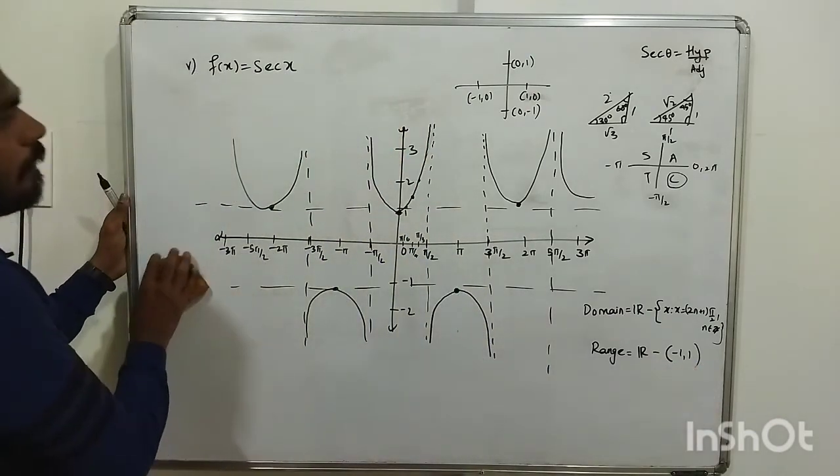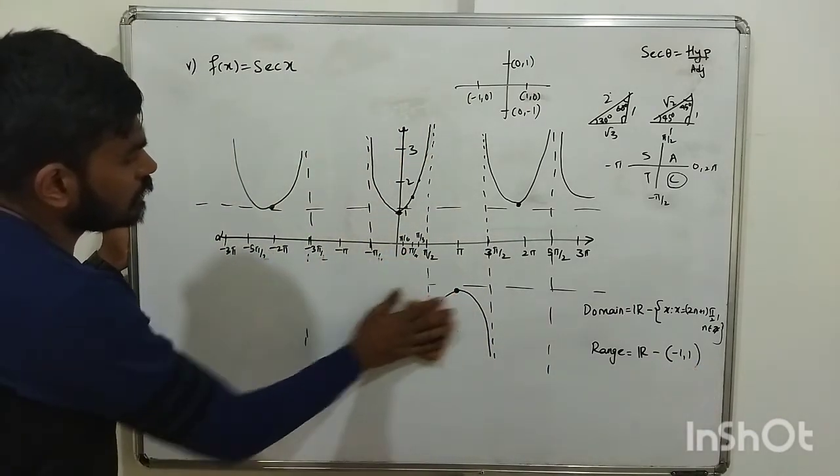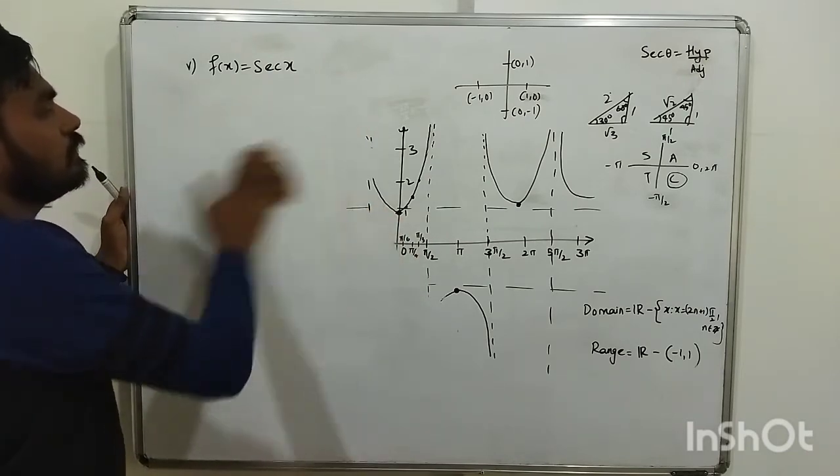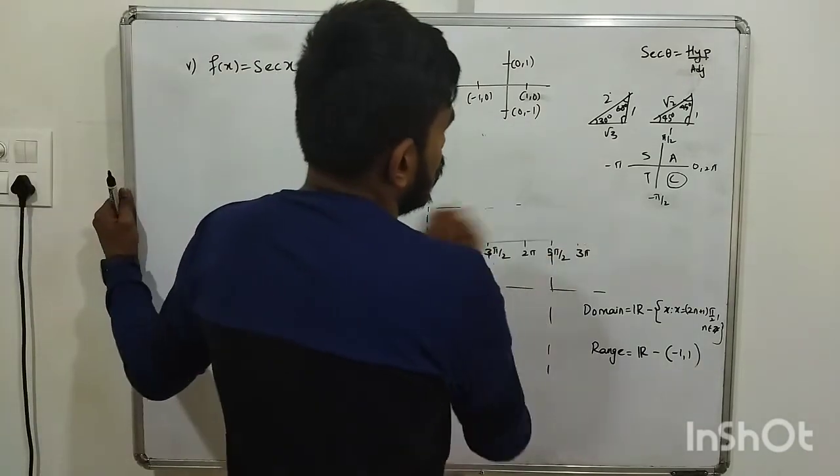Okay. Drop this. Next, last one. Then we will stop. F of x is equal to cosec x.